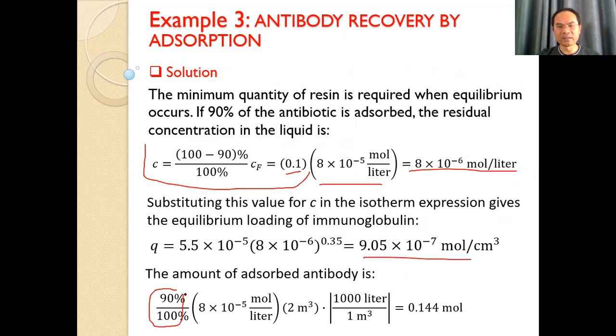90% divided by 100% multiplied by CF, multiplied by the volume of the solution, with the unit conversion. You get 0.144 mole. 0.144 mole is the amount of solute that adsorbs or accumulates on the surface of the adsorbent for this case. This is the volume of solution in liters, and this is in cubic centimeters. So the mole of solute, or immunoglobulin G, accumulated on the surface of the adsorbent is equal to 0.144 mole.